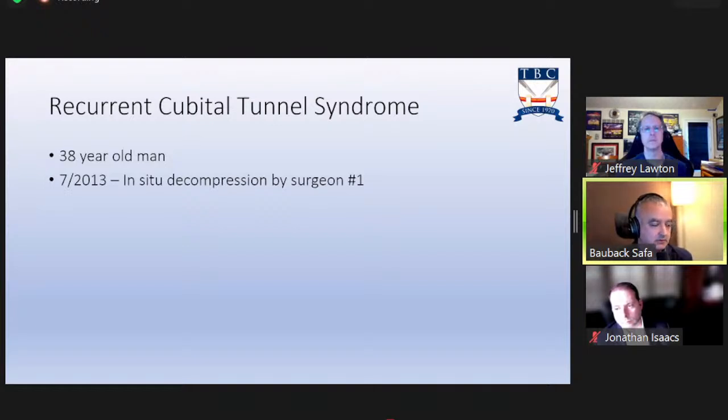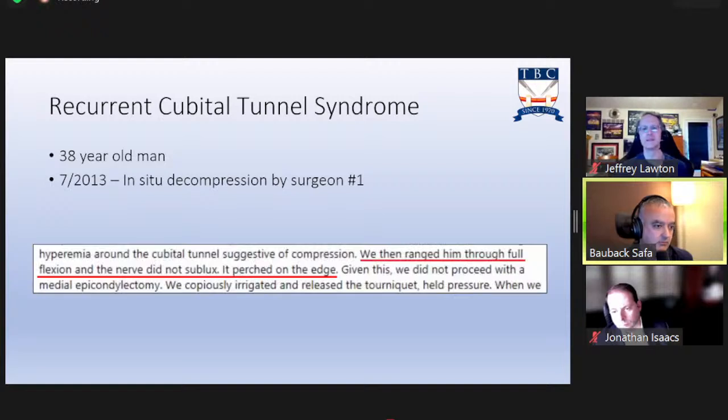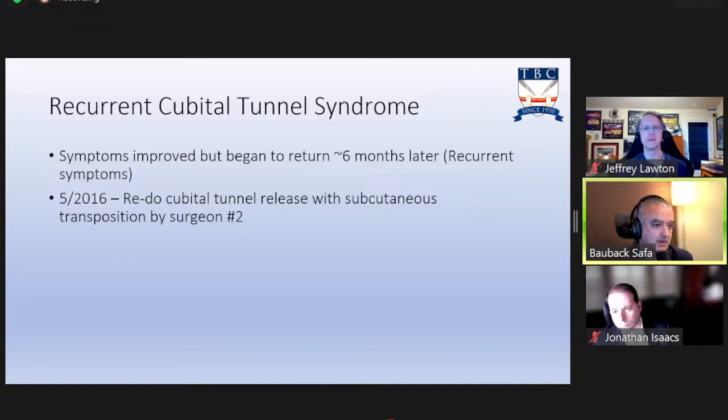Now, this is not a carpal tunnel syndrome, but I'm just showing this to show the downside of doing an internal neurolysis. This is a 38-year-old man who, by surgeon number 1, you can see where this is going, had an in situ decompression many years ago. And basically, they ranged the elbow and it didn't perch or didn't sublux, so they left it. A few years go by, 6 months go by. He had recurrent symptoms, but he let it go for a few years, went to surgeon number 2.